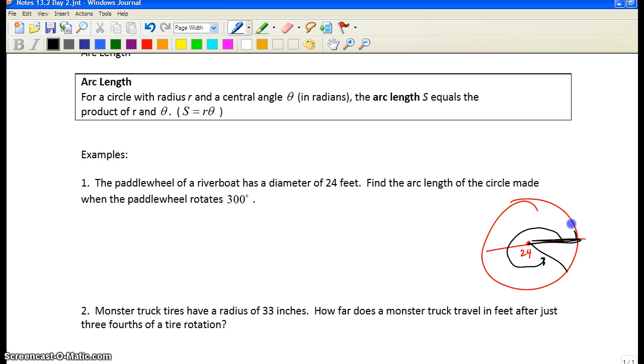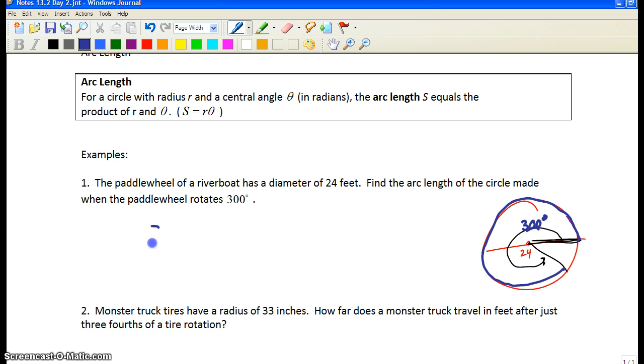or what is this black, you know what, I'll put it in a different color. Purple. You can't see that. What is that distance? Okay, the arc length. We use the central angle, which is this big one. This is 300 degrees. And we multiply that by the radius of the circle.